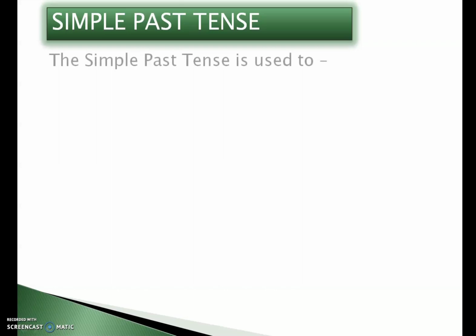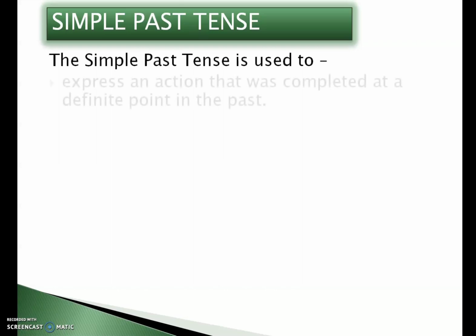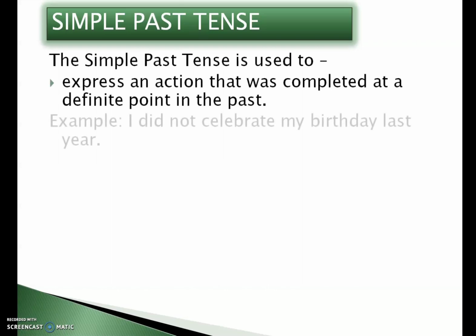So let us begin with simple past tense. The simple past tense is used to express an action that was completed at a definite point in the past. For example, I did not celebrate my birthday last year. So last year is past tense, right? Because it had happened in the past, not present or future. So it expresses an action that was completed in the past, already completed.